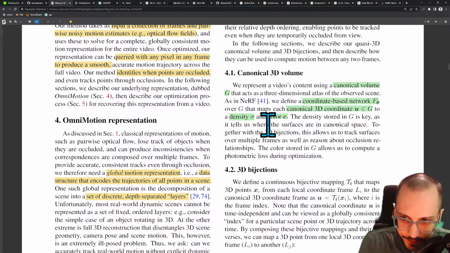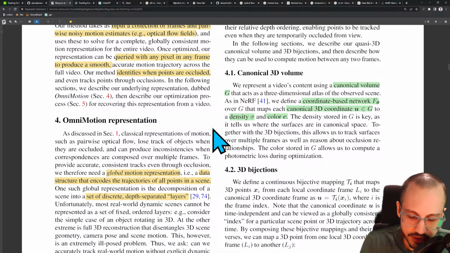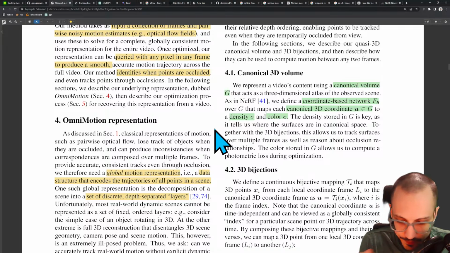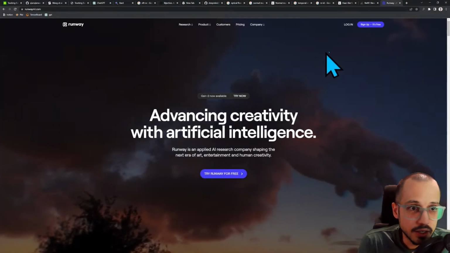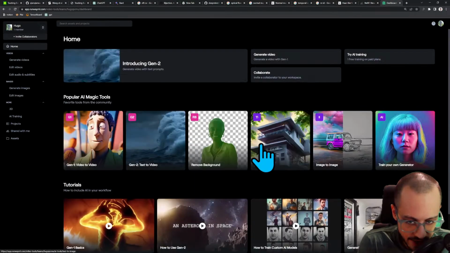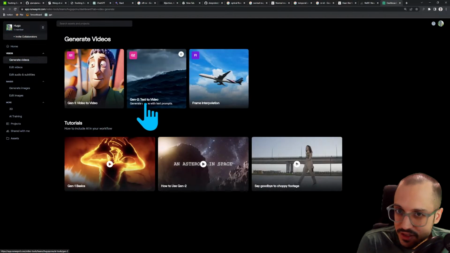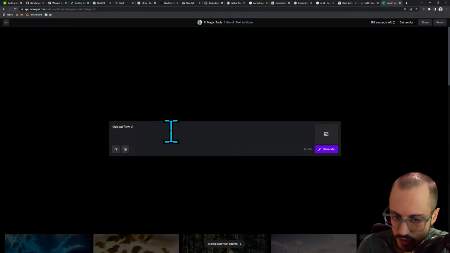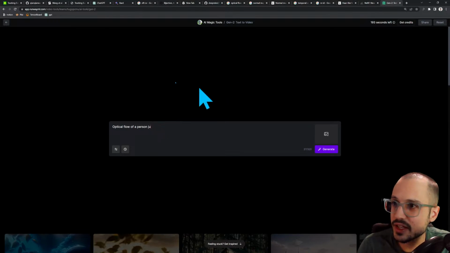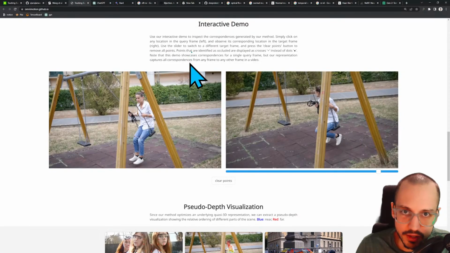But I also think that there's a new space that's being created now, video generation, right? So the entertainment industry is going into this world where you're going to have people making videos with neural nets, right? So for example here, optical flow of a person jumping, or let's try to recreate one of these. Person swinging on a swing.